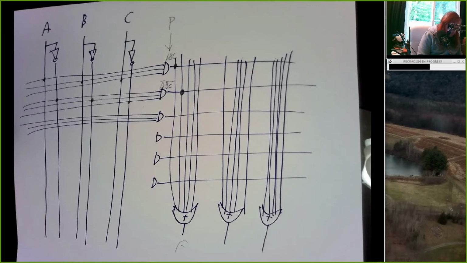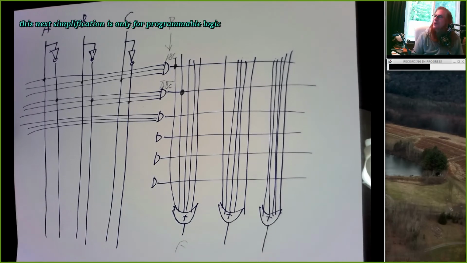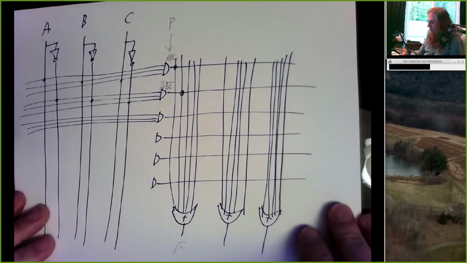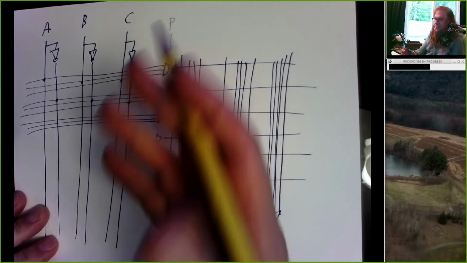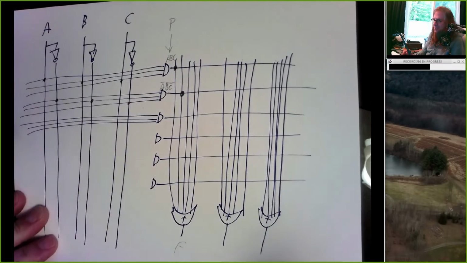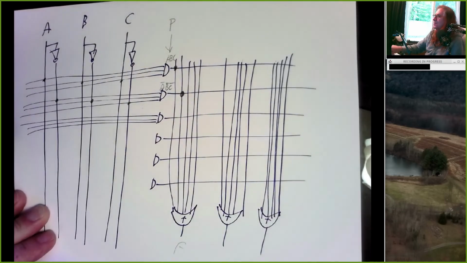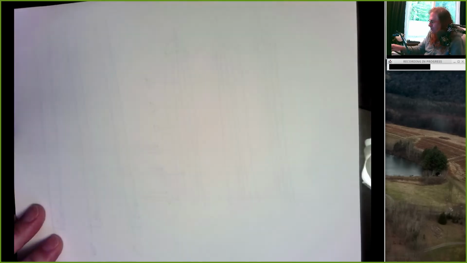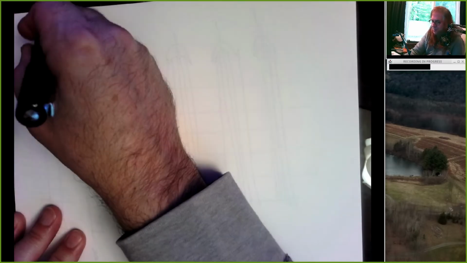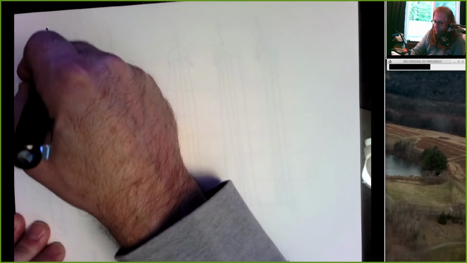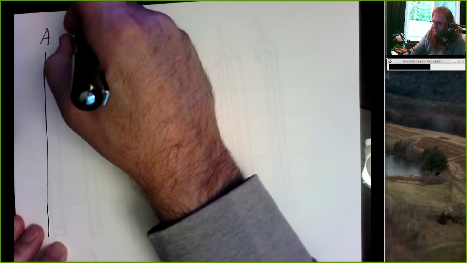So this next simplification is only for programmable logic. All right, so I don't want you to start doing this for your circuit diagrams. If you're drawing a 3-input AND gate, you've got to draw an AND gate with 3 inputs. But let's simplify this. Since we're going to use this as a template, here's what we could do. We could take our inputs, A, B, C.